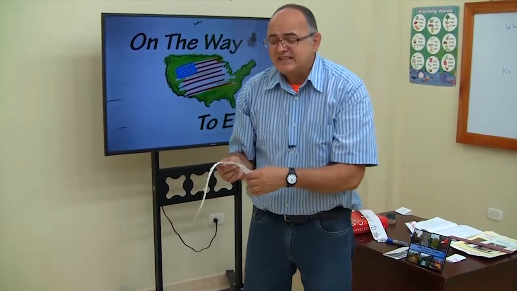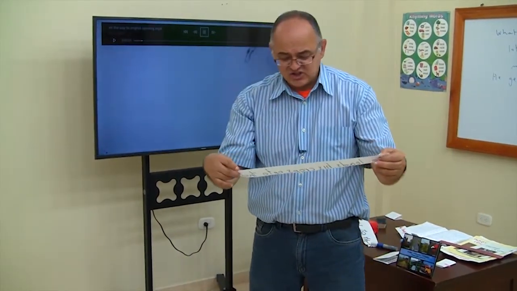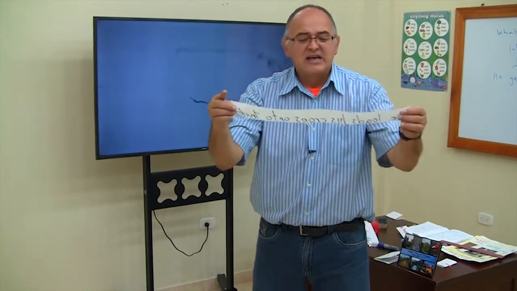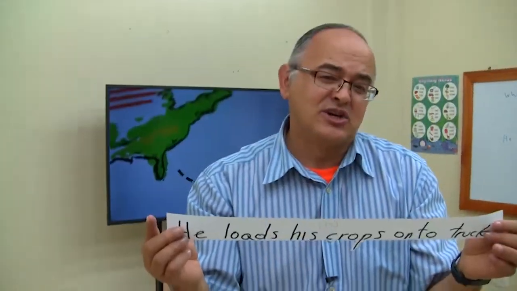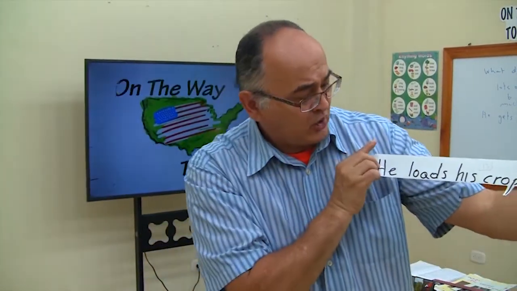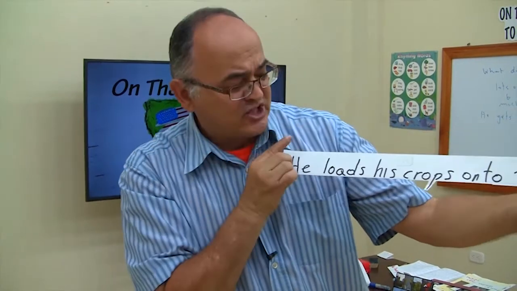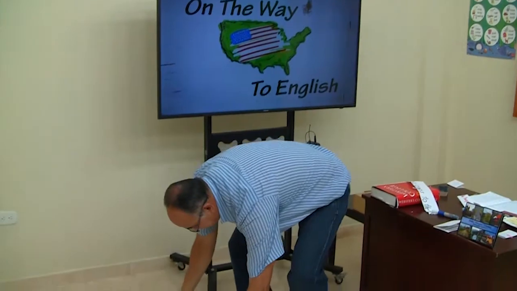After all this, he has to take all his crops and he loads his crops onto trucks. Él carga todas sus cosechas para llevarlas al mercado. So he loads his crops onto trucks to take them to the market. Let's put it here, right?